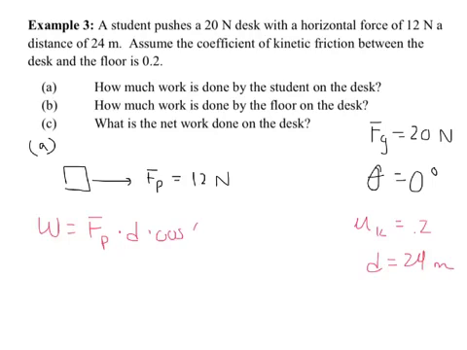I'm still going to write cosine theta even though cosine of 0 is 1. Good. But there is no S on 0. There is a pull. The pull is 12 newtons. The distance is 24 meters. The cosine of 0 is just 1. So there. Okay? So we get a number.